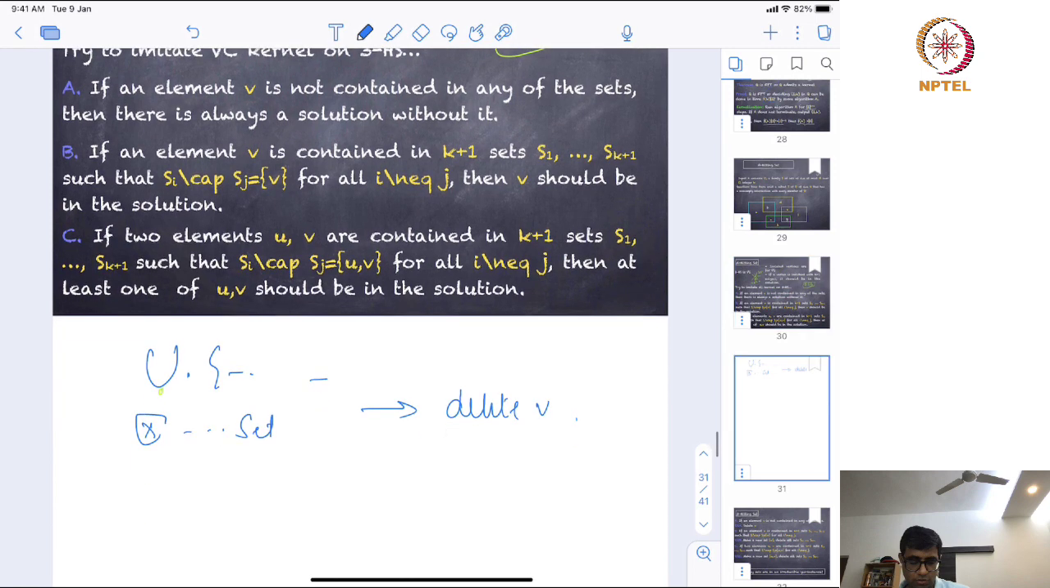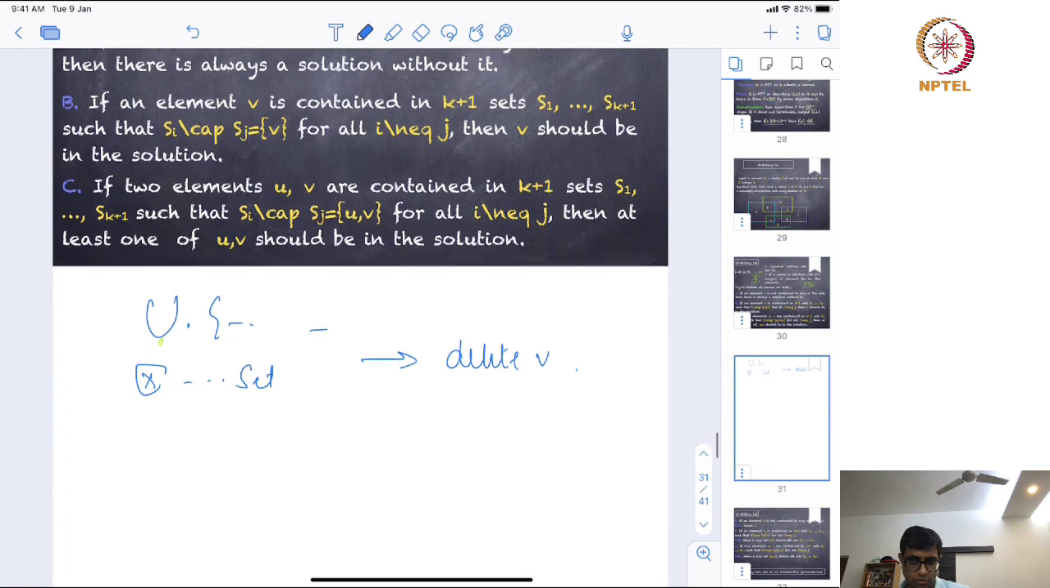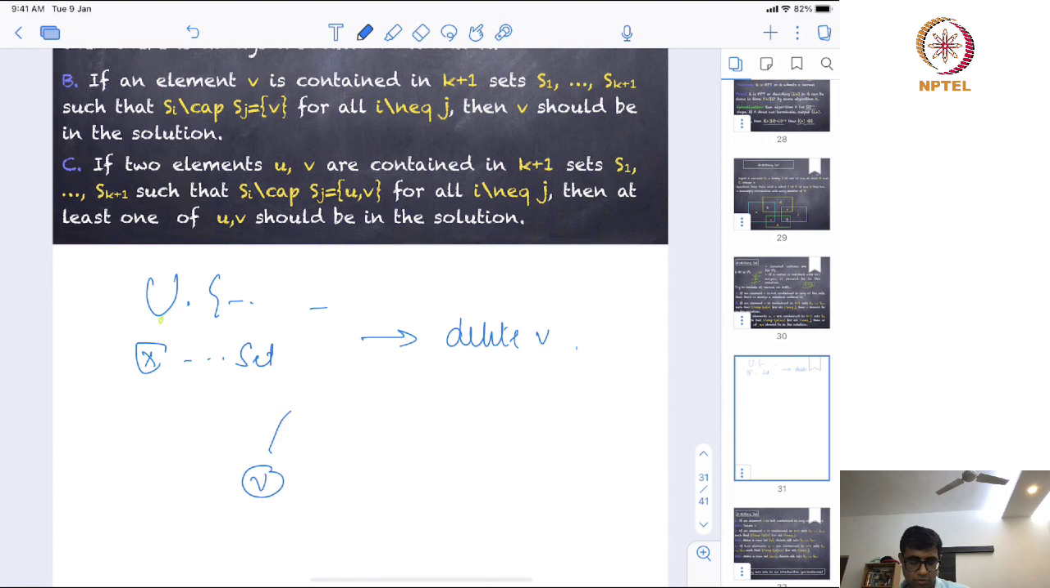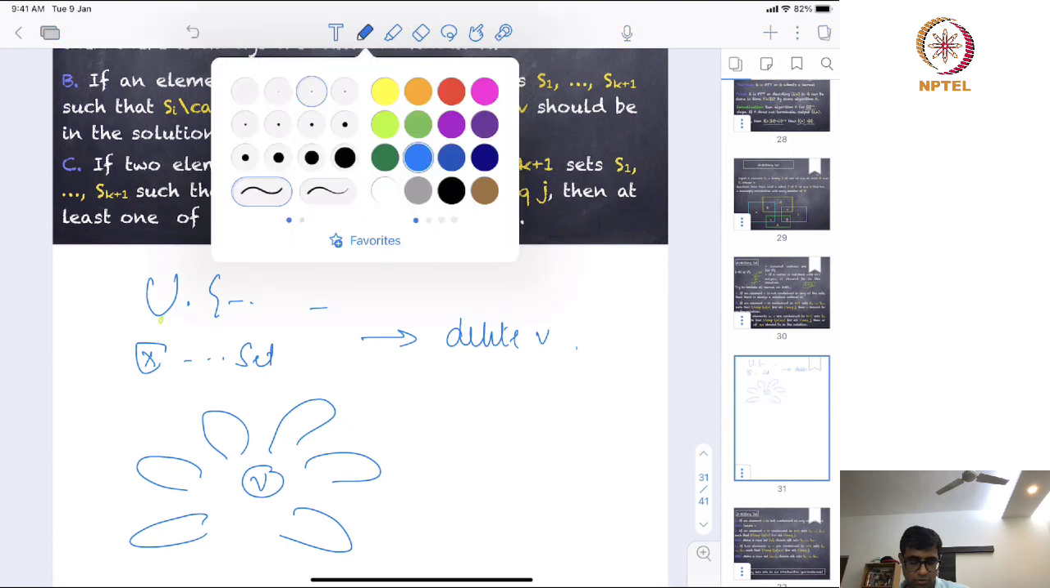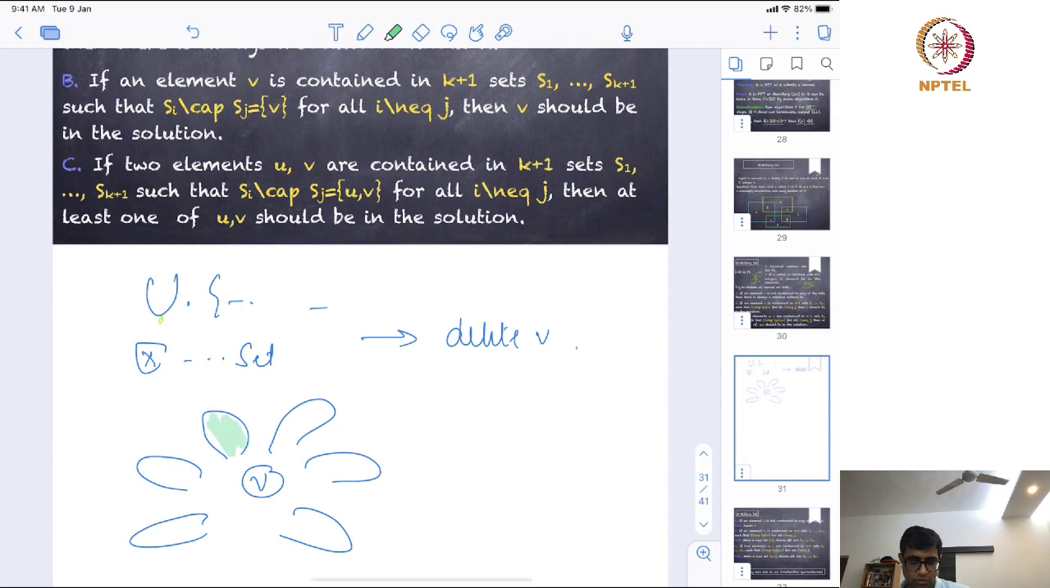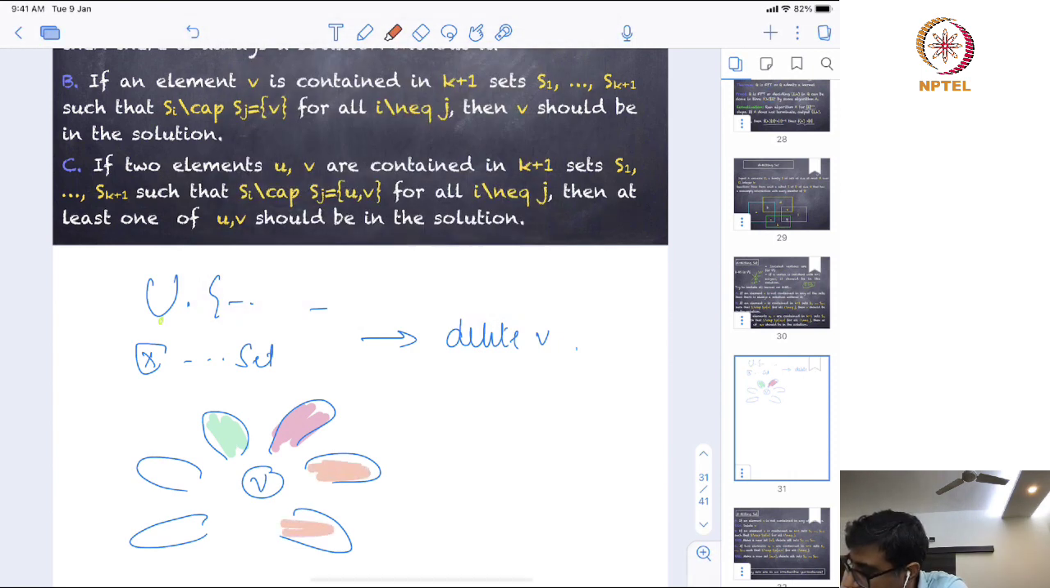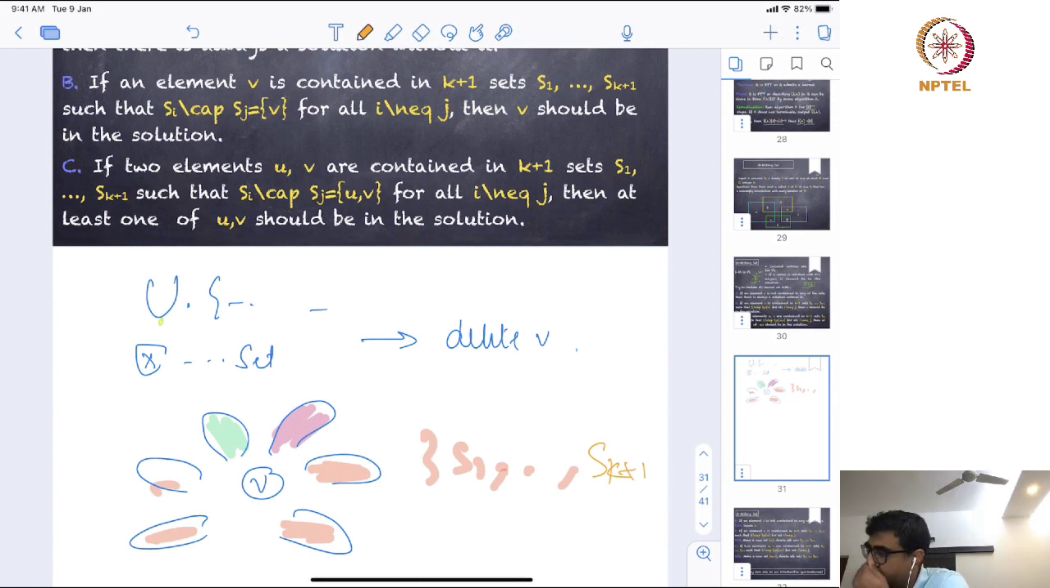Now notice, if an element v is contained in k plus 1 sets S1 to Sk plus 1, so basically suppose you have these sets, here's v, and these sets do not intersect but at v. They are disjoint otherwise. So Si intersection Sj is exactly equal to v for all i not equal to j. If you look at any pairwise sets, they only intersect at v.